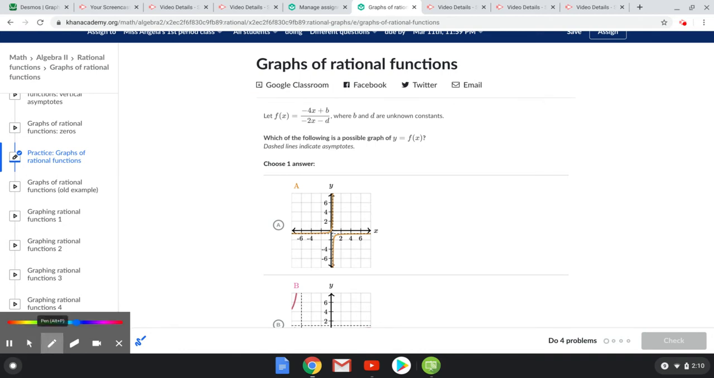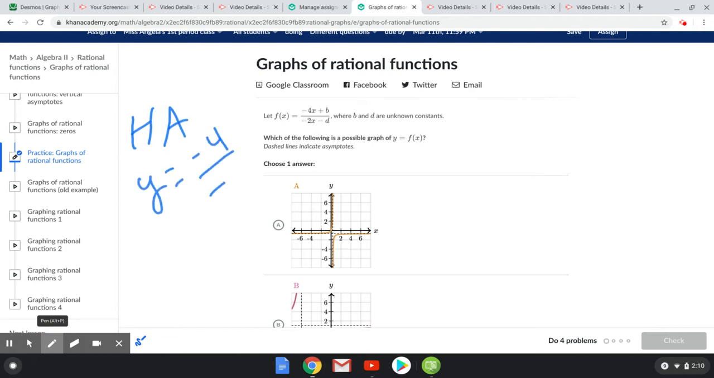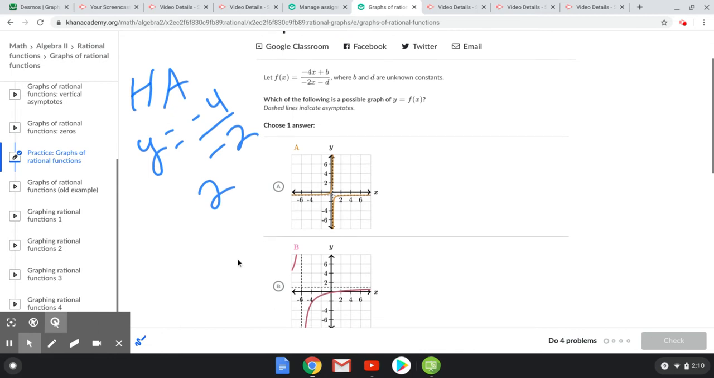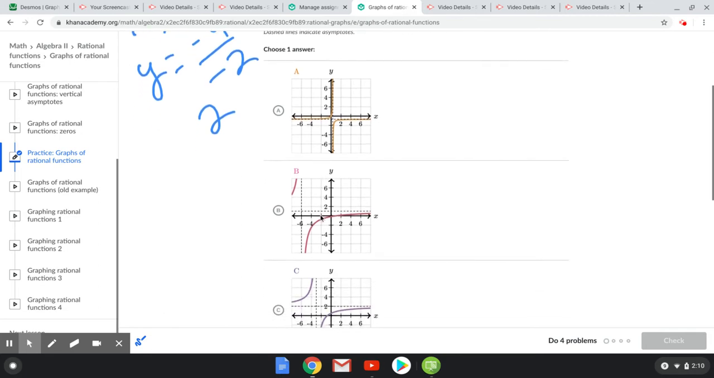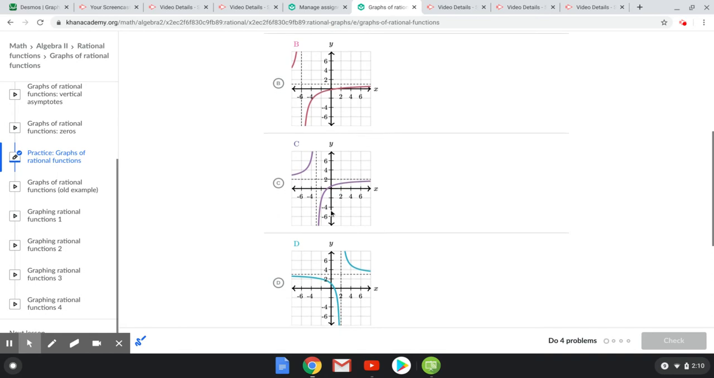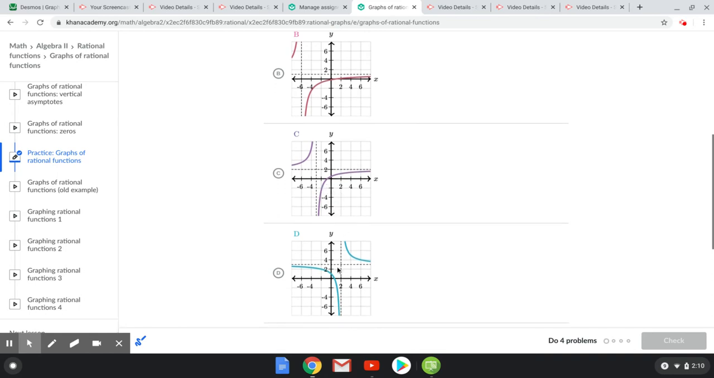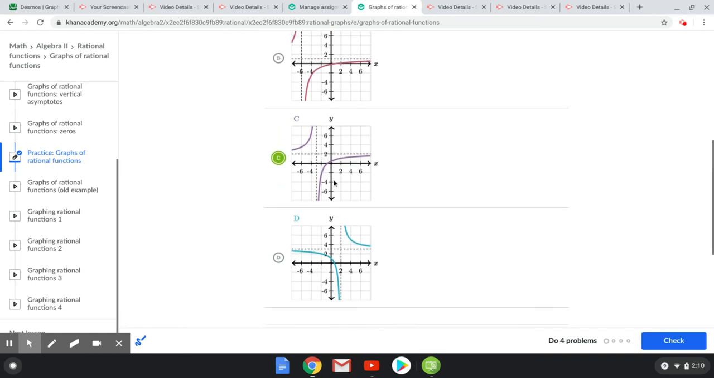So our horizontal asymptote is going to be at y equals -4 over -2, or 2, right? Y equals 2. So we're going to look in the possibilities that we have for a horizontal asymptote at +2. That's at +1. This one is at +2, +3. So it's got to be this one.